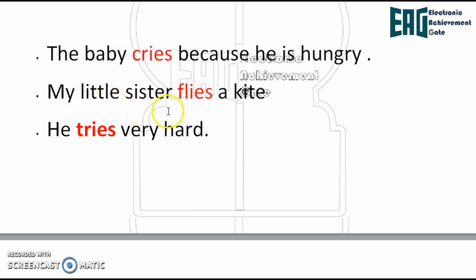My little sister flies a kite. Because the subject is singular. My little sister, one little sister.